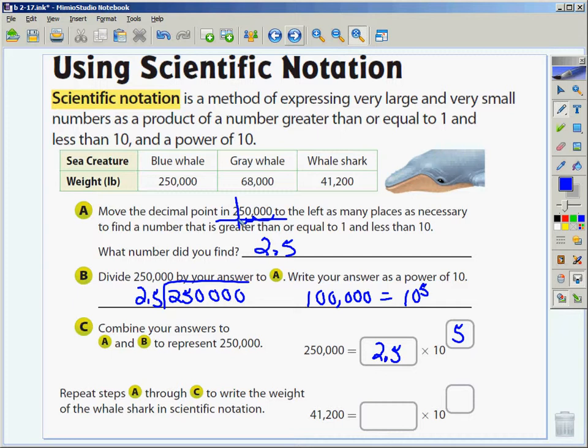41,200. What am I going to put in the little box? 4.12. And how many places am I going to move the decimal? 4. There's 3, and there's 1 more. 4 places. 10 to the 4th power. Hard? No. Pretty easy? Yeah. We all good?